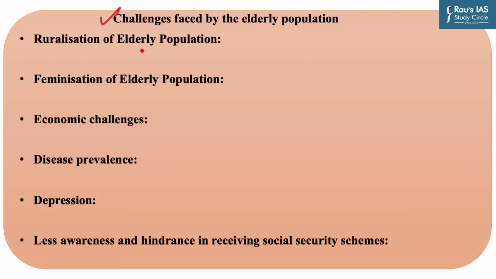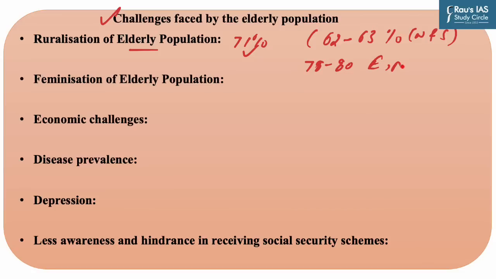First is the ruralization of the elderly population. Now, according to the census of 2011, on average, 71% of the elderly population live in rural areas, with significant inter-regional variation, ranging from 62 to 63% in the west and south, while a larger chunk, that is 78 to 80% of the elderly population in east, north and northeast India, lives in rural areas.